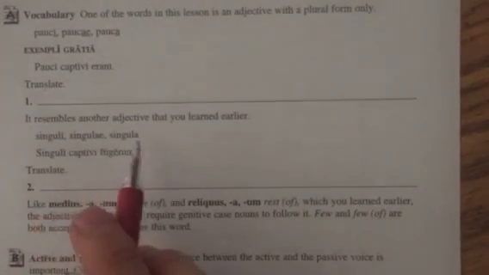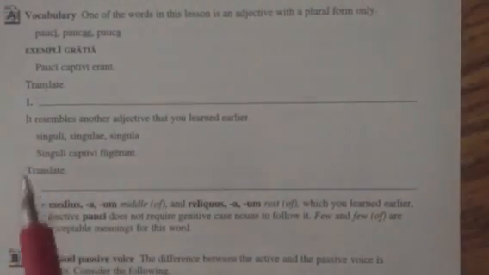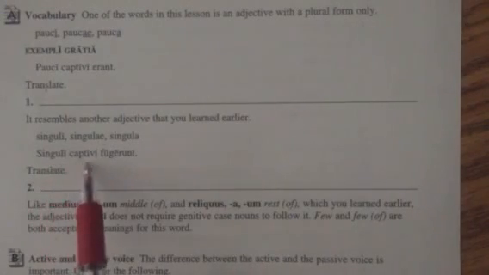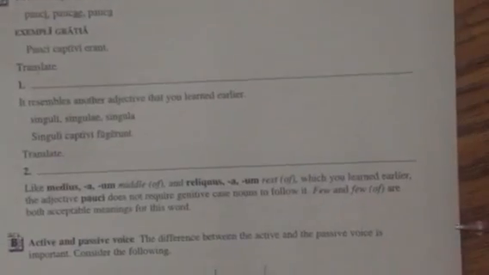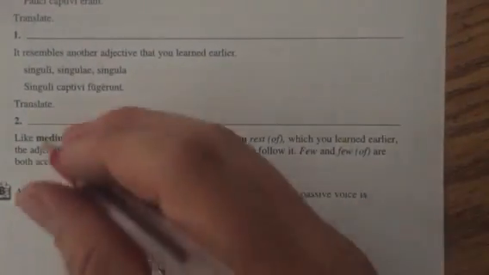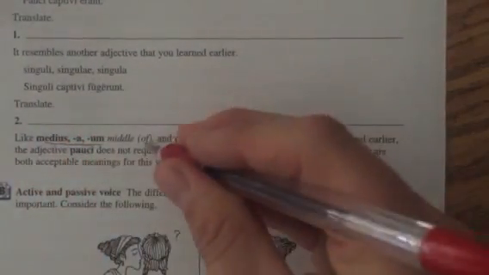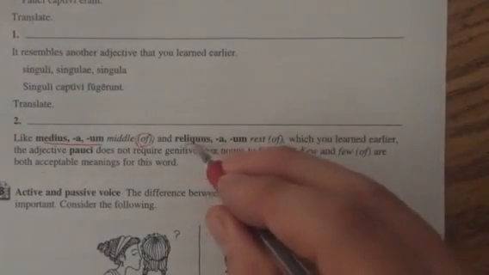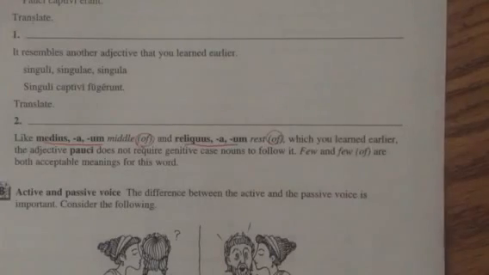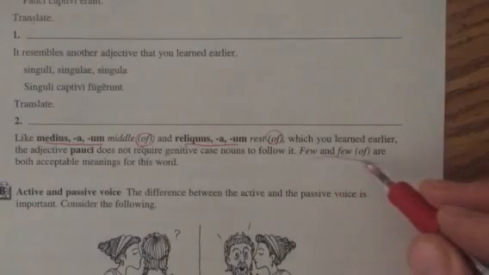Another one that resembles this pattern is singuli, singula, and this means one at a time or one by one. So one by one or one at a time, the captives fled. A couple other things they want you to notice about adjectives is that medius can be translated with middle of, and it doesn't take a genitive after it. It just agrees in case, number, and gender. Relinquus is rest of. And again, it doesn't take a genitive after that. So few can also have this. You can say few of the cat. You can also translate it as few of.